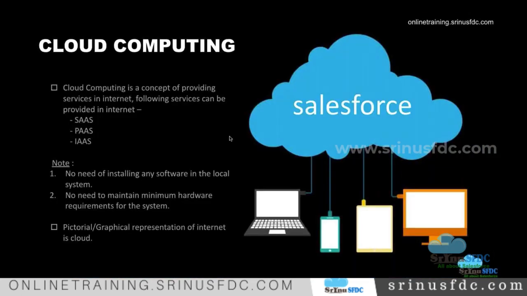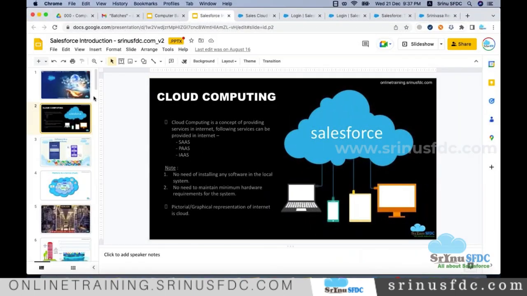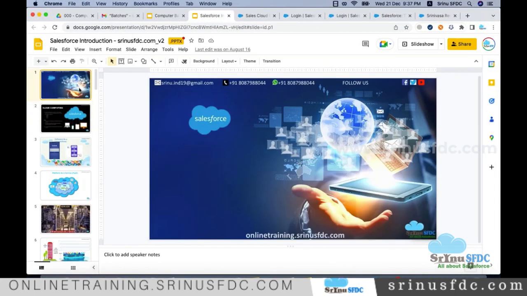What is the duration of this course? For admin, I think it takes 1 month, or maybe 5 weeks. Any other questions? Admin plus developer? Admin plus development altogether, including LWC, will take maybe 3 to 4 months. Okay, sir. Thank you.